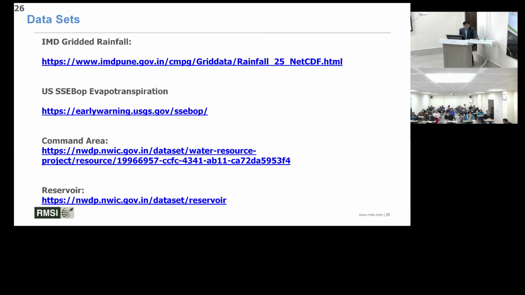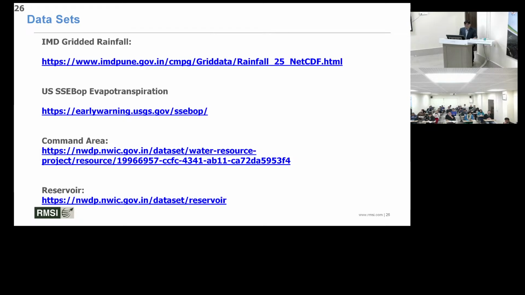Like if you want to see the average annual rainfall of my basin or catchment, then you can use the gridded data of 25 kilometer by 25 kilometer provided by the India Meteorological Department, and this is available, I guess, free of cost. So you can download this data, convert and process it for your particular catchment only, and then you can estimate the average annual rainfall.